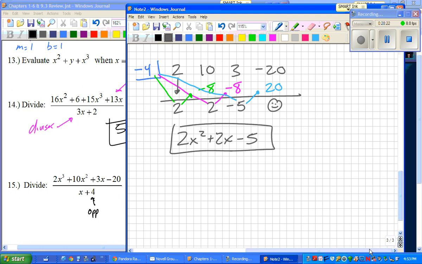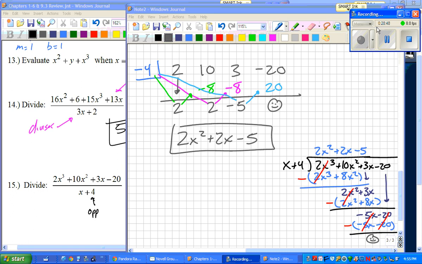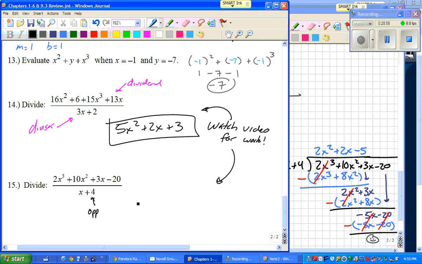Okay? Now, if you want to try it the other way, x plus 4, and then do 2x cubed plus 10x squared plus 3x minus 20. Go ahead and pause the video, try it out, and I'll have the answer for that. Good luck. All right, and there's all the work for that, which, oh, guess what? We got the same thing. So the answer to this is 2x squared plus 2x minus 5.